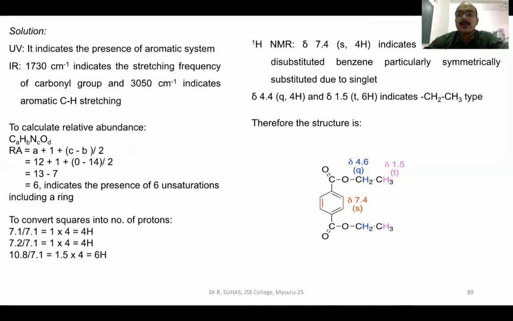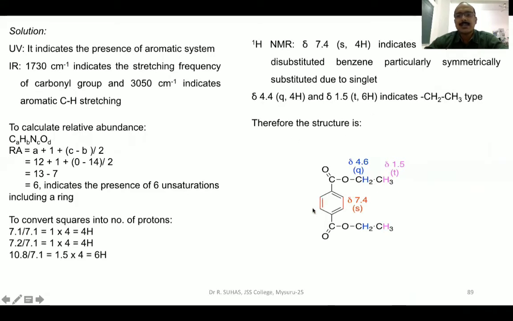Also remember that if it is disubstituted, can we have symmetrical or unsymmetrical substitution? Definitely it should be symmetrical substitution, because he has given it as a singlet. If this would have been a multiplet, then you would think that it is a disubstituted benzene but unsymmetrically substituted. Because it is a singlet, it should be a symmetrical substitution. Now delta 4.4 and 1.5, quartet and triplet, indicate the presence of an ethyl type group.